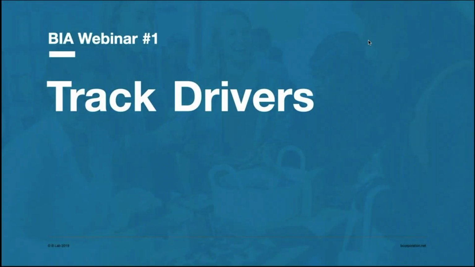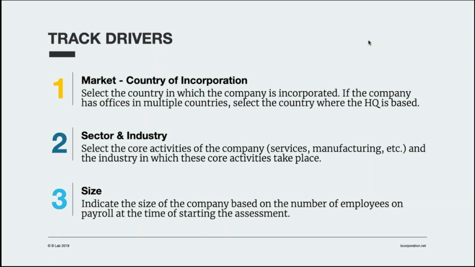The second topic we will be discussing is track drivers. The information you input during registration determines the assessment track that will be selected. There are more than 100 assessment tracks in the B Impact Assessment to account for differences between different types and sizes of companies. There are three main factors that determine the track that is selected: the market where your company is incorporated, the sector and industry in which it is active, and the company size.